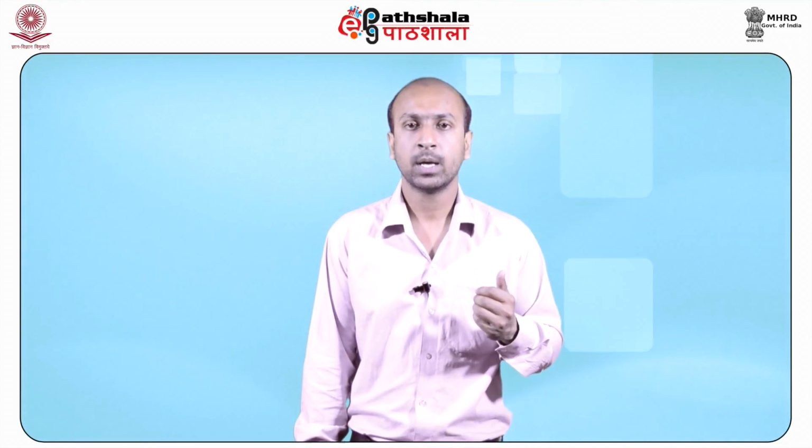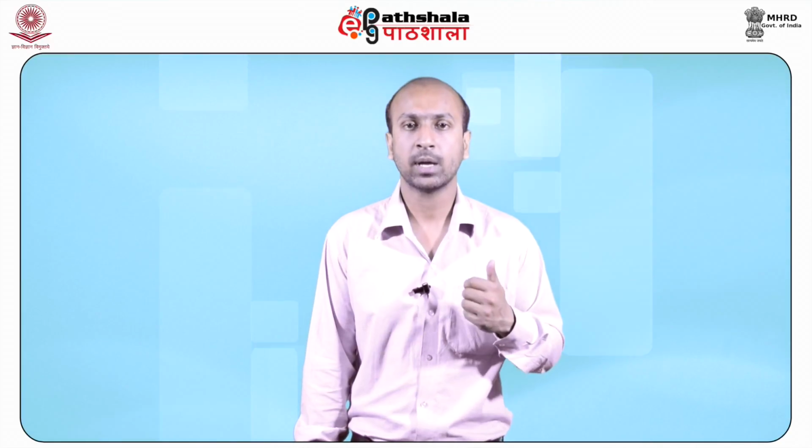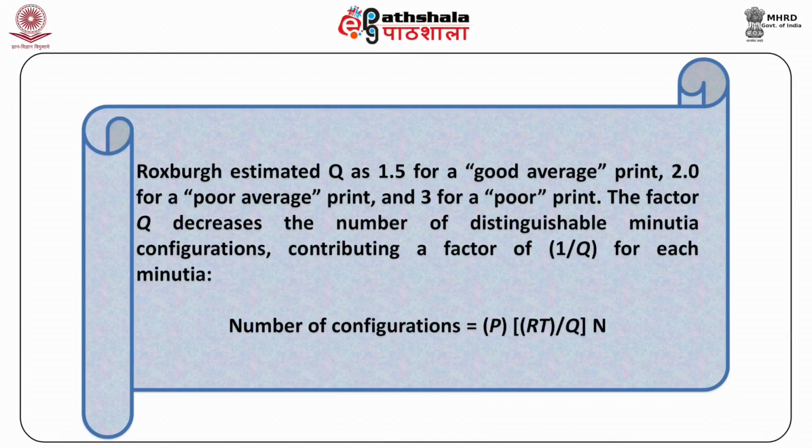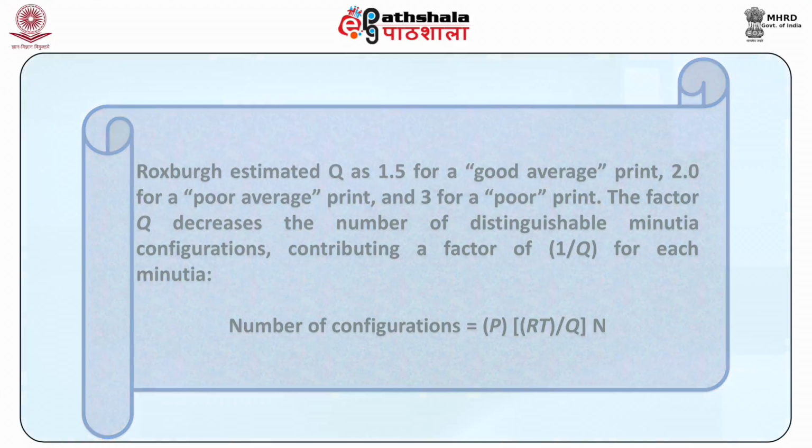acknowledged. 3 is used as the limit because there are 3 possibilities for minutia type and ridge count when complete connective ambiguity is acknowledged. Roxburgh estimated Q as 1.5 for a good average print, 2.0 for a poor average print, and 3 for a poor print. The factor Q decreases the number of distinguishable minutiae configurations, contributing a factor of 1/Q for each minutia. Number of configurations is equal to P × (R T / Q)^N.